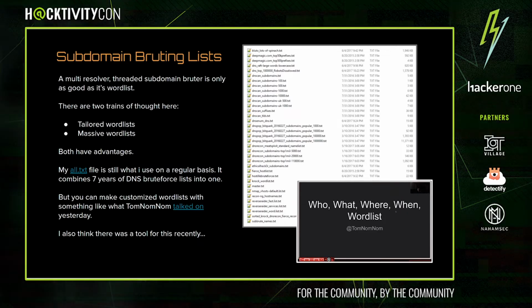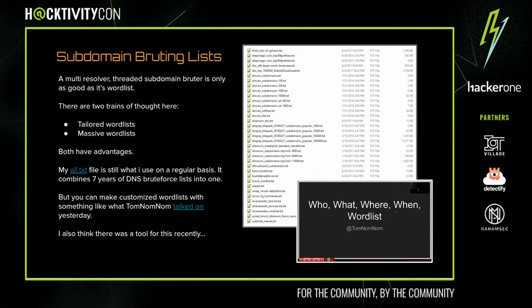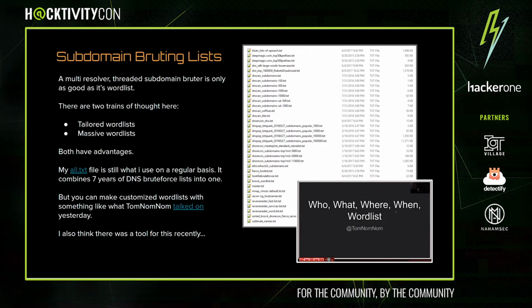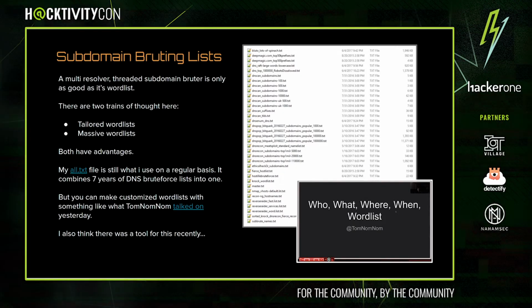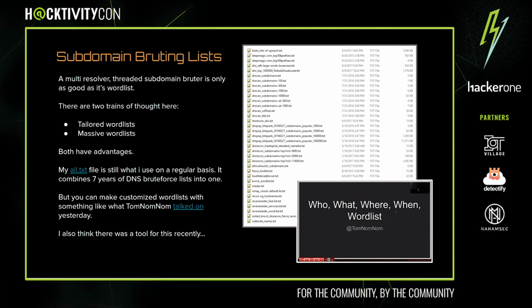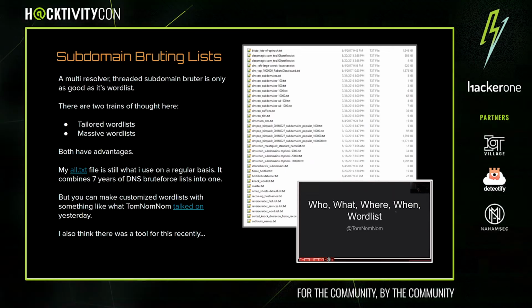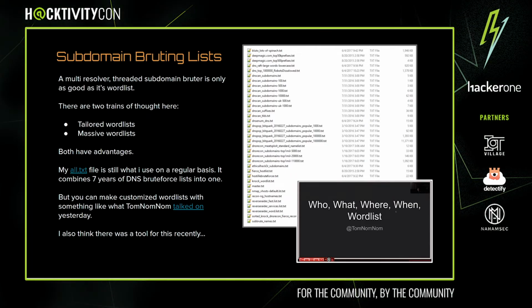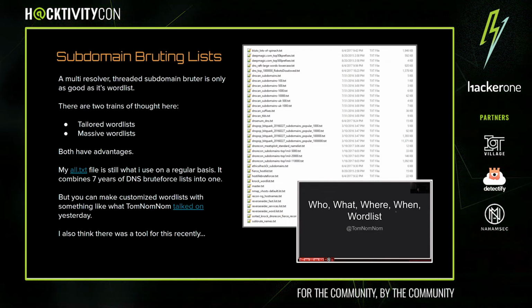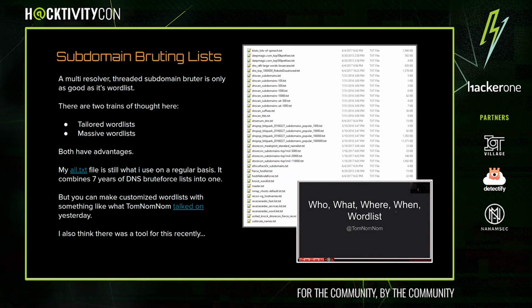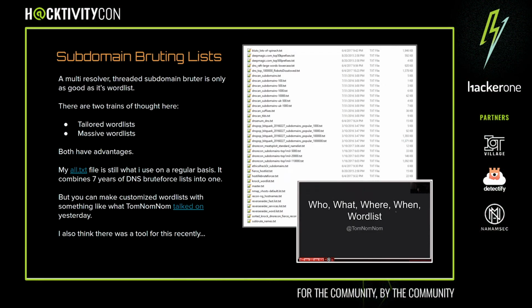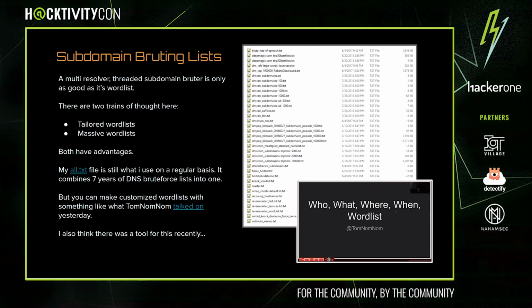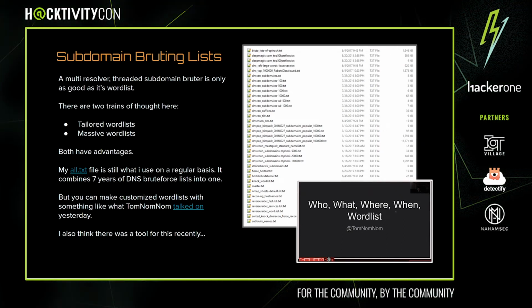So there are two trains of thought here on word lists. One is a tailored word list that you build yourself, and Tom Nom Nom at NahamCon, which was the conference that Ben did a month or two back, talked about building your own word lists, which is awesome because then you could build a word list that focuses on your target and stuff that they might be running. And I suggest you watch that talk on that kind of method. And then you have massive word lists, which tend to be what I use, but both have advantages.